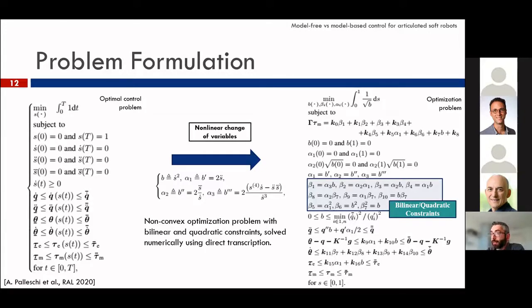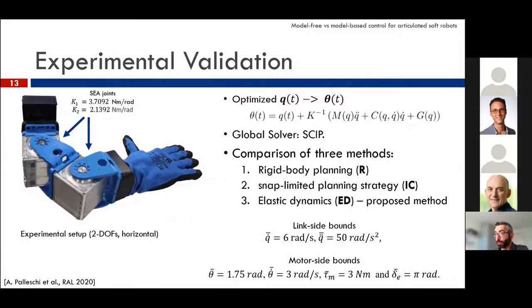This problem can be recast through this nonlinear change of variables into a non-convex optimization problem with bilinear and quadratic constraints. And I will just show you some experimental results. We tested this method on a 2 degrees of freedom planar series elastic robot.